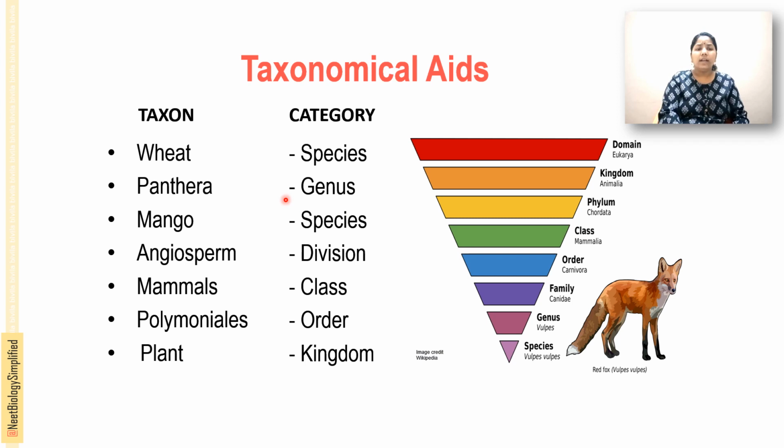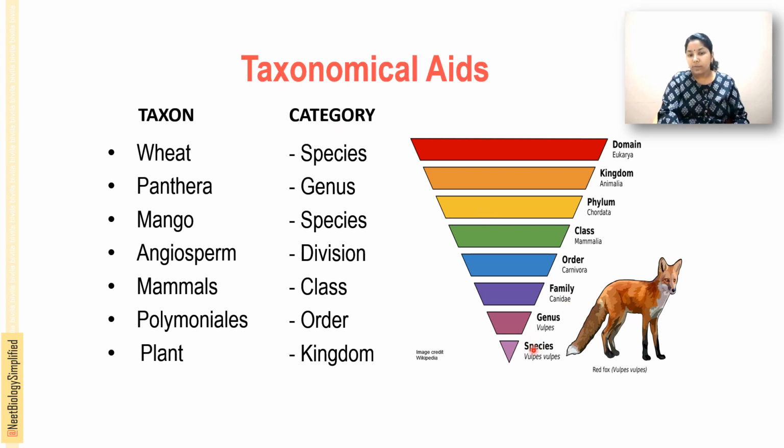Here are some examples. Wheat is a taxon, but it comes under the category species. Likewise, Panthera is a taxon, but it comes under the genus category. Mango is a fruit that comes under species. Angiosperm comes under the category division. Mammals come under the class. Polymoniales come under the category order. Plant comes under the kingdom category.